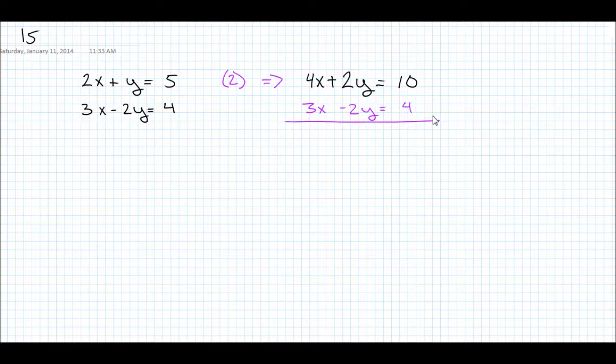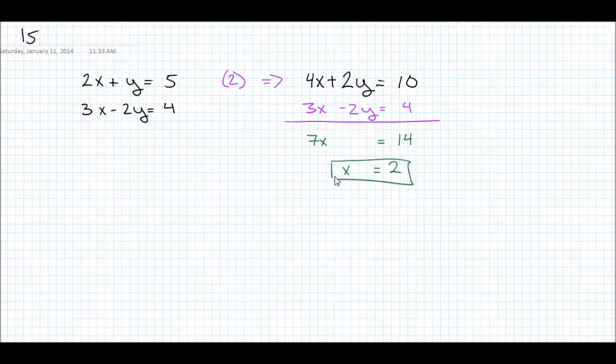So we can add these up nicely. So we're going to get 4x plus 3x is a 7x. 2y minus 2y is 0. 10 plus 4 is 14. So we get 7x equals 14. Divide each side by 7, and x is going to equal 2.